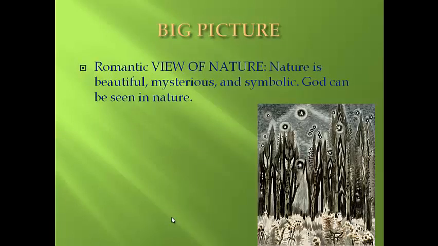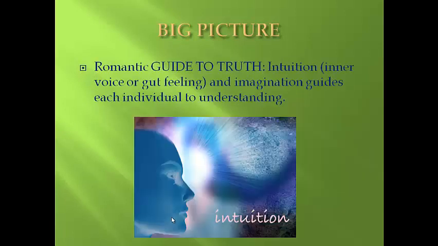And here is another example of nature as a beautiful, mysterious, and symbolic one, and God can be seen in nature. As in English Romanticism, they have their mottos: close to nature, from nature to God, and they also somehow followed this kind of idea, and they trusted that if they are surrounded with nature, they will be close to God.